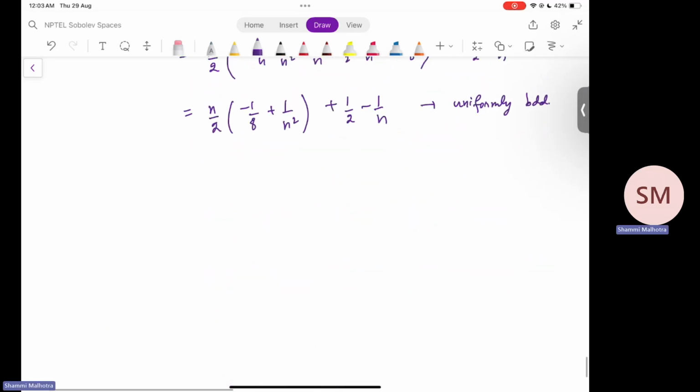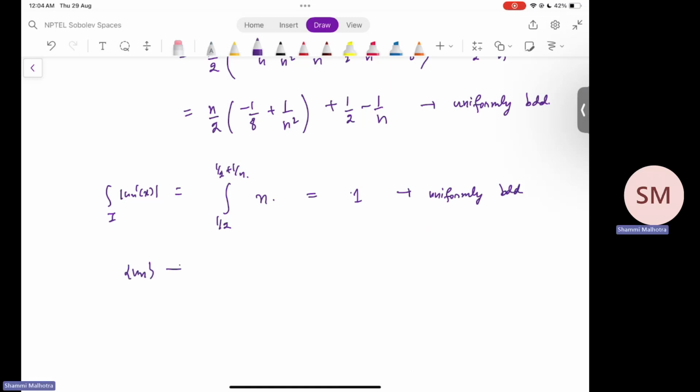And if you consider u_n'(x) and its L1 norm, this is nothing but the integral from 1/2 to 1/2 plus 1/n of n only. So this will actually give you 1 only, which is again uniformly bounded. So this gives u_n to be uniformly bounded.